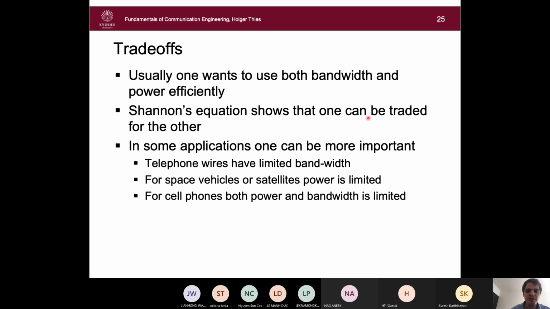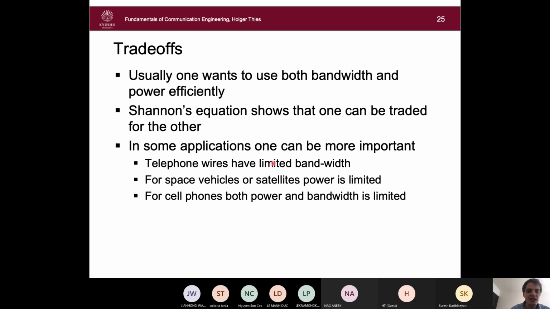And when trading one off for the other, there can be some factors to consider. So in some applications, power can be more important than bandwidth, or in other applications, bandwidth can be more important than power. So one has a trade-off to make.